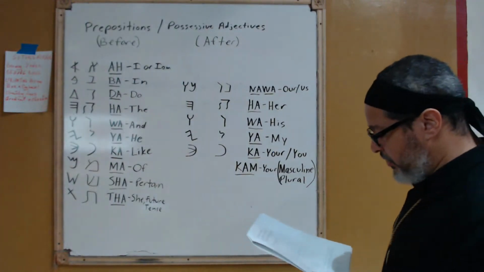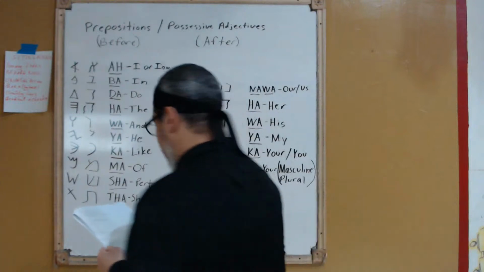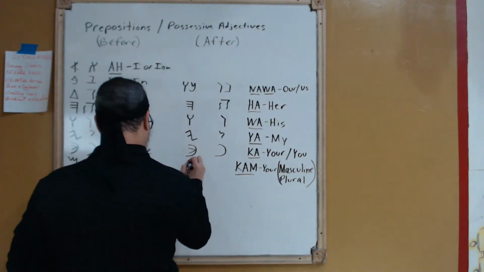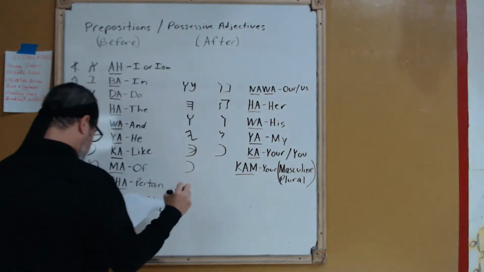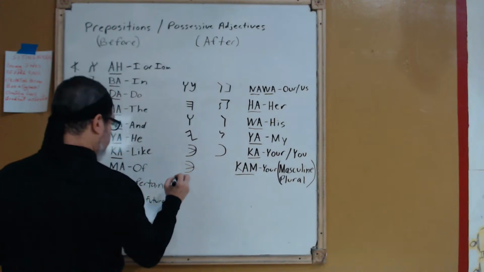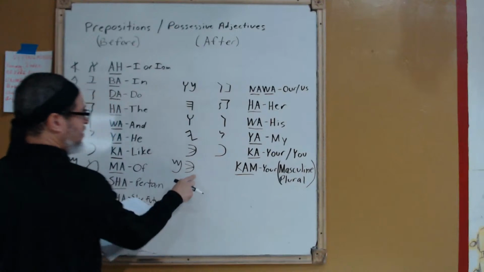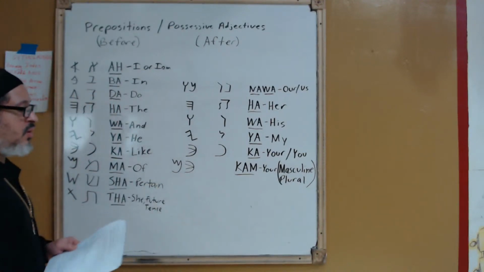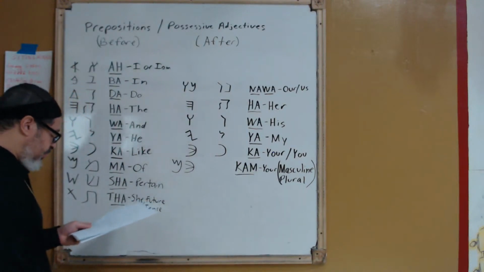Okay. And "kam" is two letters, the K and the M. So when you see this in the ancient, you see these two characters at the end of a word, it's "your" in the masculine form.